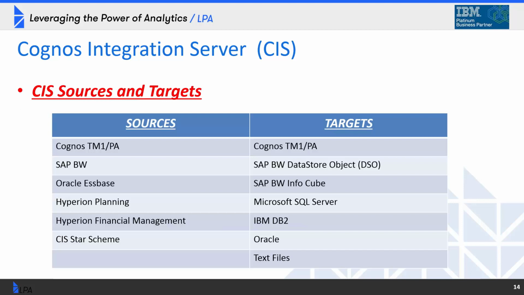Some of the default sources and targets that can be used with Cognos Integration Server are on the left. So if you want to bring data from TM1 or Planning Analytics, SAP BW, Oracle Essbase, Hyperion Planning, Hyperion Financial Management, or a CIS star schema. The targets, so where you can move data to: TM1 or Planning Analytics, SAP BW Data Store object, a BW InfoCube. You can move it to SQL Server, IBM DB2, Oracle, or text files.